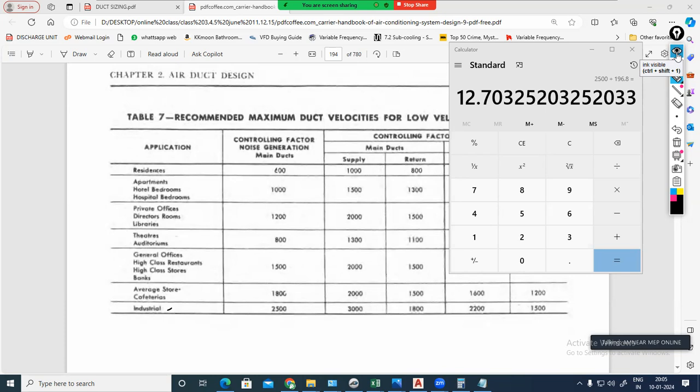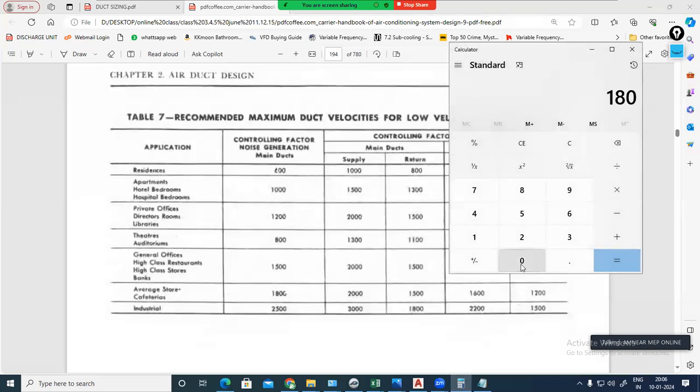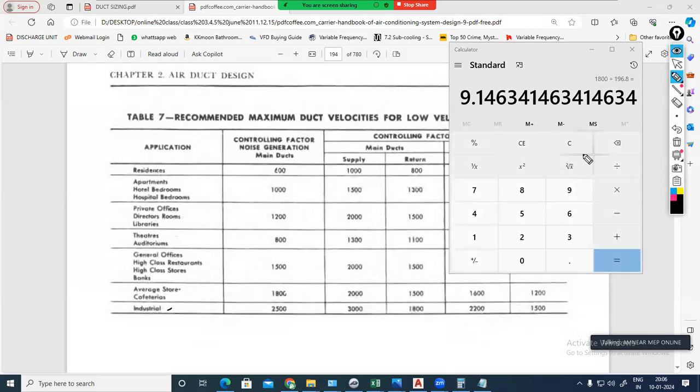for comfort air conditioning systems, hospital, hotel and so on, try to maintain less than 8 or 9 meter per second, which means maximum 1,800 feet per minute. I am talking about bigger machines, starting branch velocity. When you consider noise criteria as a parameter, the maximum velocity they recommend is 1,800 only. How much will it be? 1,800 divided by 196.8 is 9.14. So 8 to 9 meter per second.